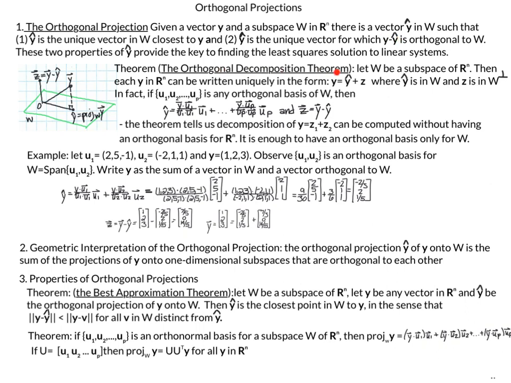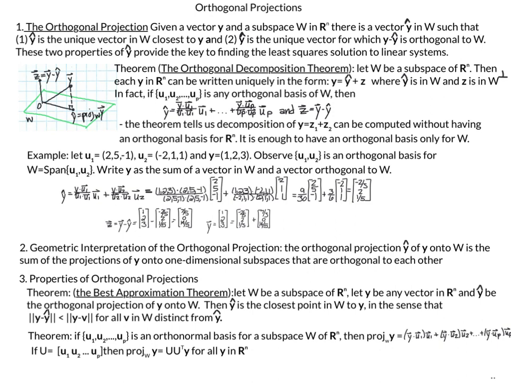The orthogonal decomposition theorem said let W be a subspace of Rn, then each y in Rn can be written uniquely in the form y equals y hat plus z, where y hat is in W and z is in W perp. And in fact, if we have an orthogonal basis for W, then we can find y hat using this formula: y dot u1 over u1 dot u1 times u1, plus y dot u2 over u2 dot u2 times u2, all the way up to y dot up over up dot up times up. And then, of course, z is equal to y minus y hat.